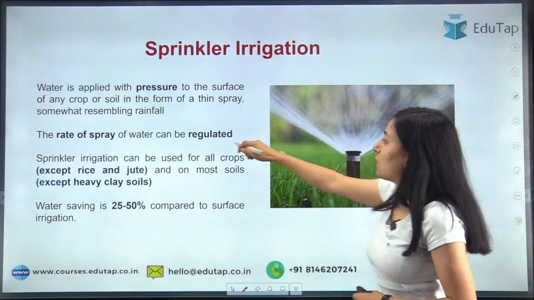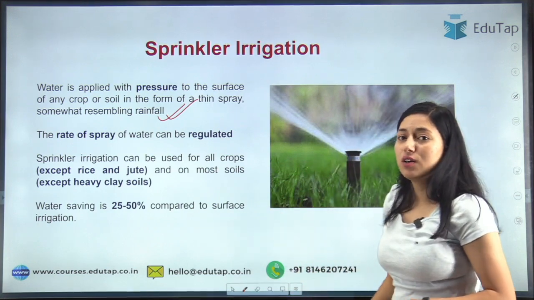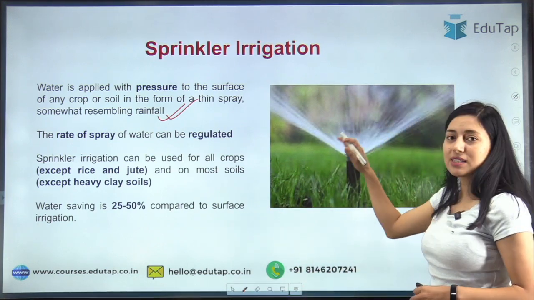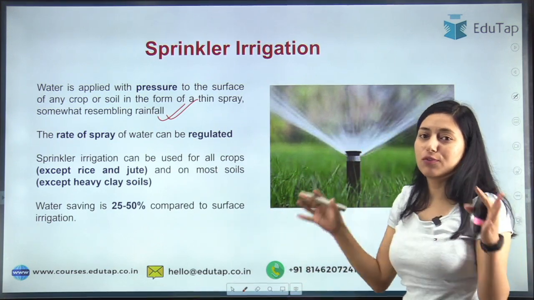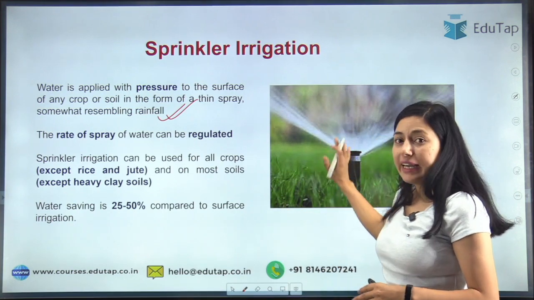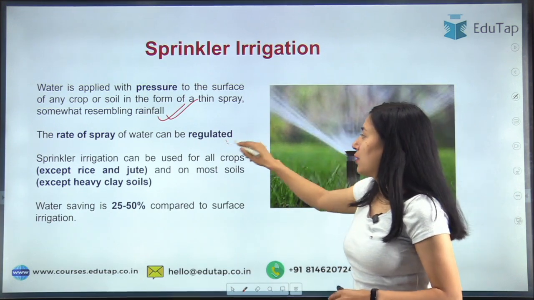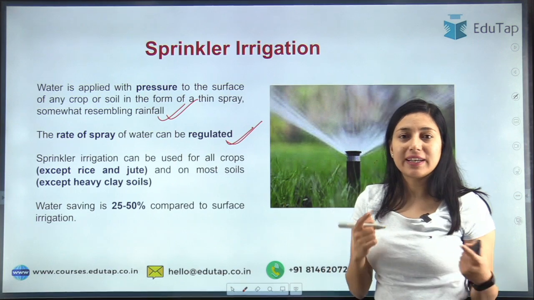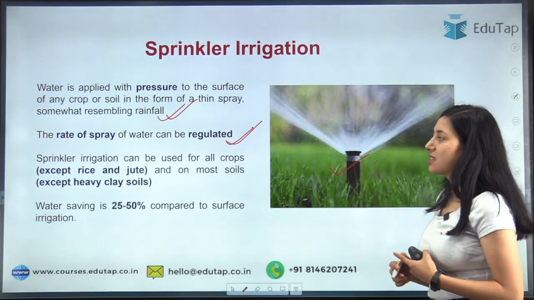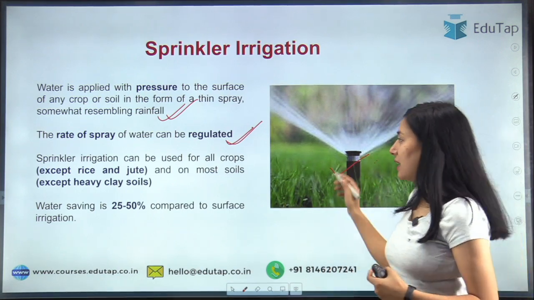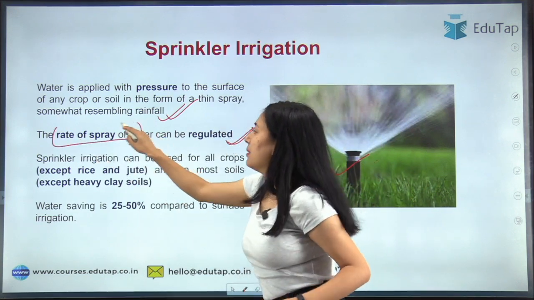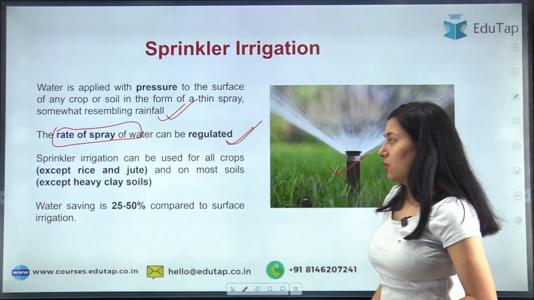Now this is also somewhat resembling rainfall. When this system works, it somewhat resembles rainfall. Now the rate of this sprinkler can be regulated. Irrigation through a sprinkler can be done, and the rate of spray can be regulated for the sprinklers.